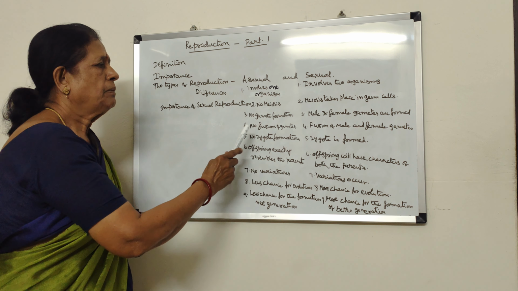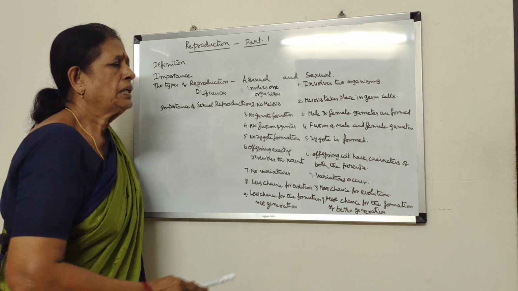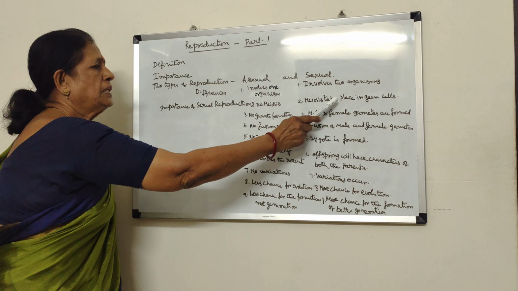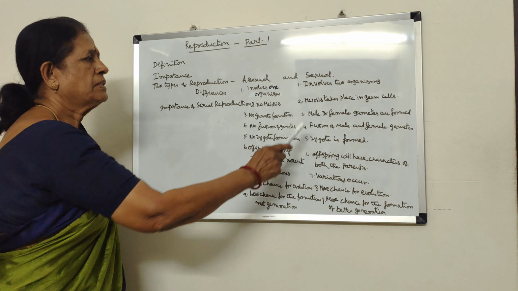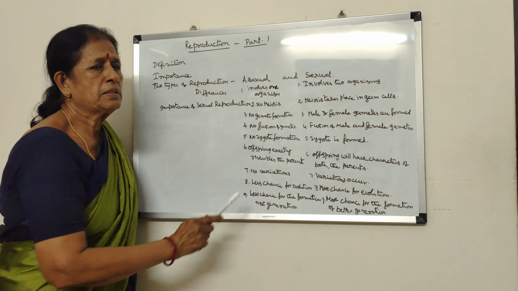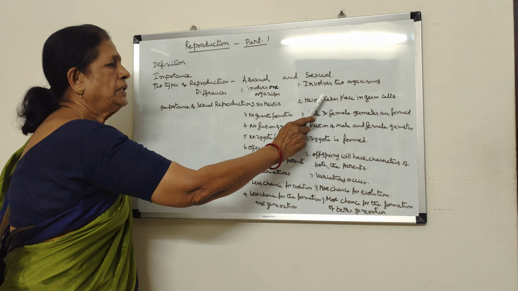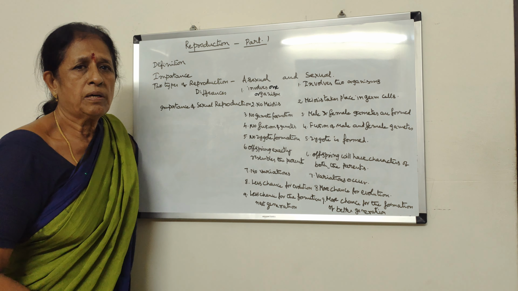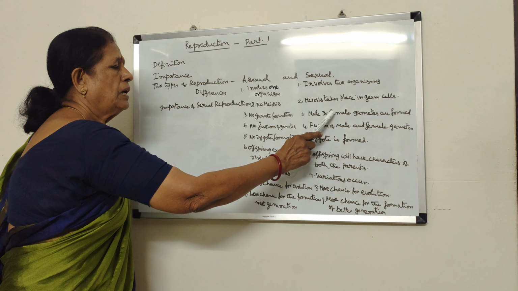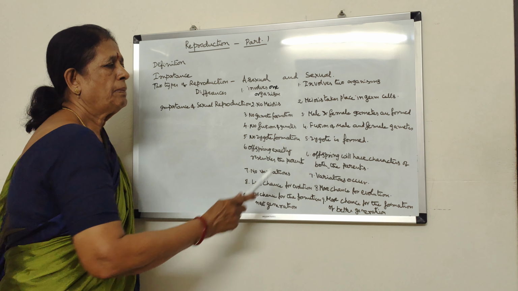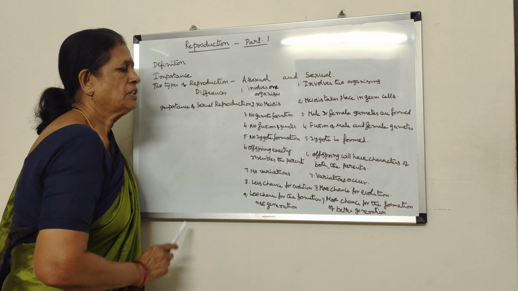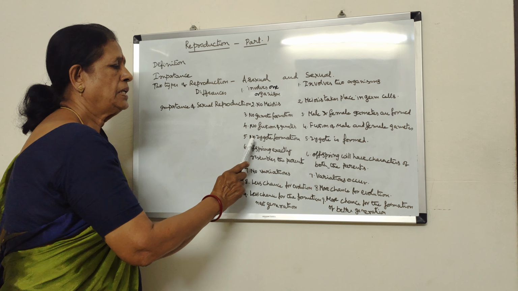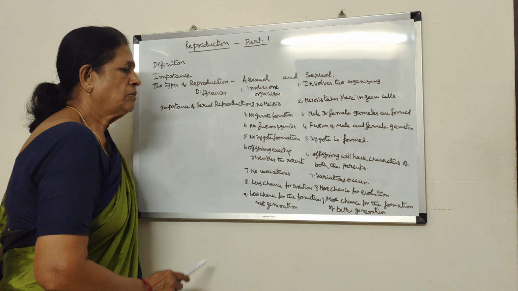In sexual reproduction, a special type of cell division takes place, which is called meiosis. Meiosis cell division takes place in reproductive cells, germ cells, in sexual reproduction. No such meiosis takes place in asexual reproduction. After meiosis, gametes are formed. Male and female gametes are formed in sexual reproduction. No such gametes are formed in asexual reproduction. After the formation of male and female gametes, fusion of gametes takes place. No such fusion takes place in asexual reproduction. Due to the fusion of gametes, a zygote is formed. There is no formation of zygote in asexual reproduction.